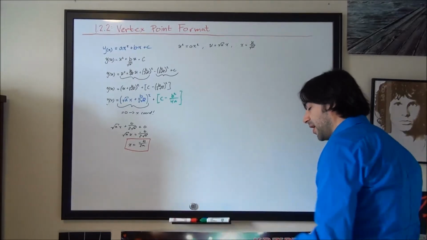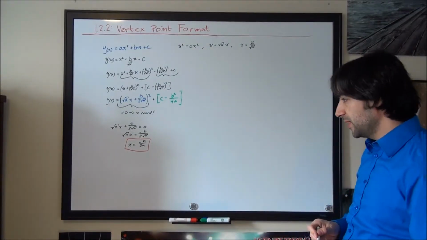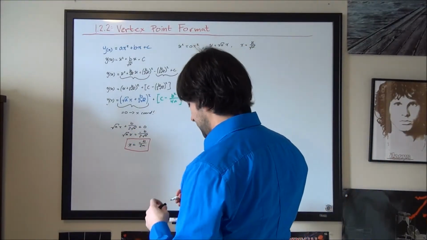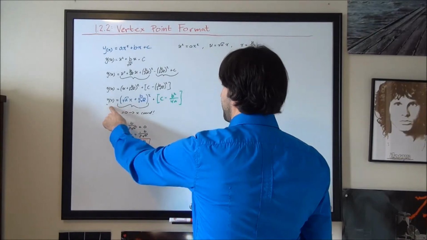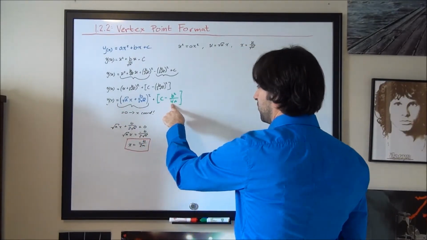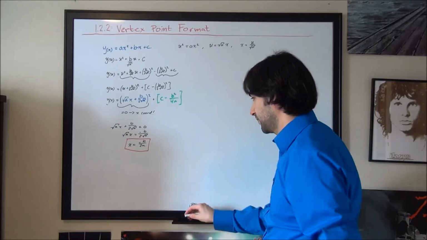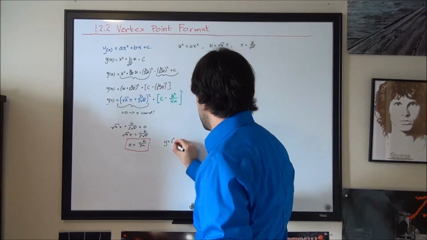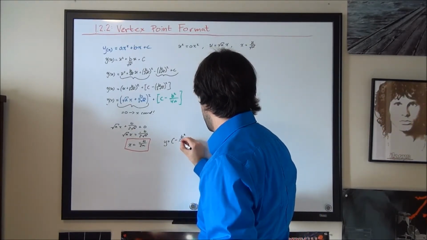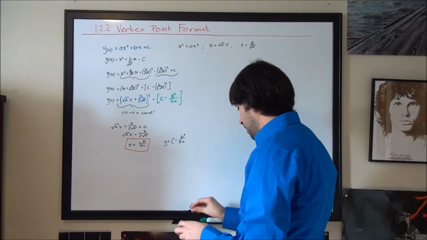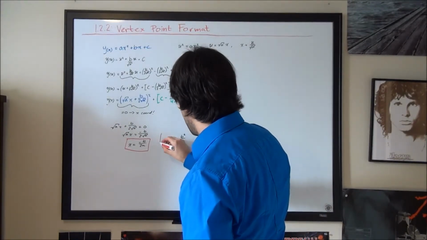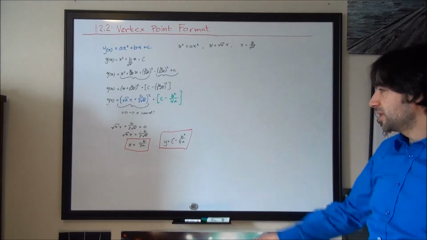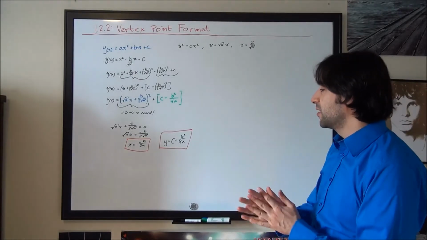Now how do we find the y-coordinate? Well, the condition we had in order to find the x-coordinate was that this chunk has to be 0. Which means that y at that point will be equal to just the green part. So y will equal just what's left in the green part, c minus b squared over 4a, which will absolutely always give us the y-coordinate of the vertex.